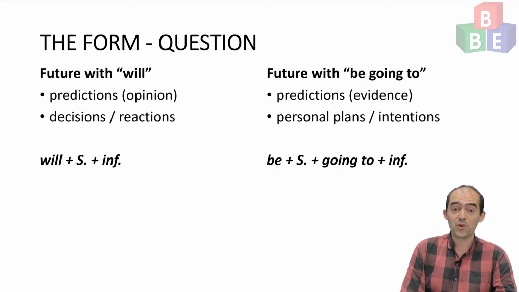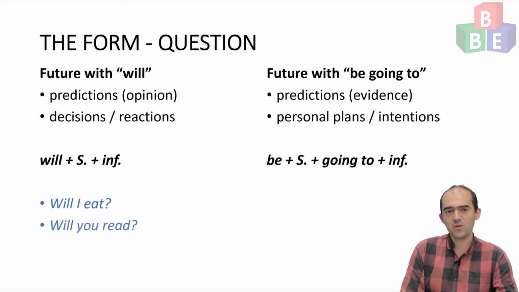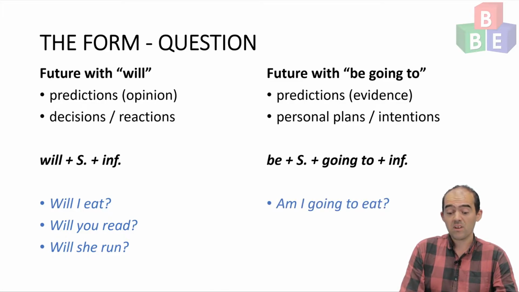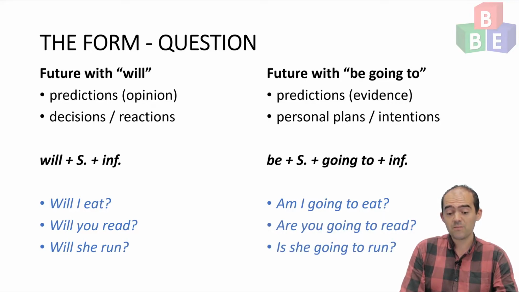Finally, we have the question form. And for will, this is simply will plus the subject plus the infinitive verb. So, will I eat? Will you read? Will she run? And for be going to, be plus the subject plus going to plus the infinitive. Am I going to eat? Are you going to read? Is she going to run?